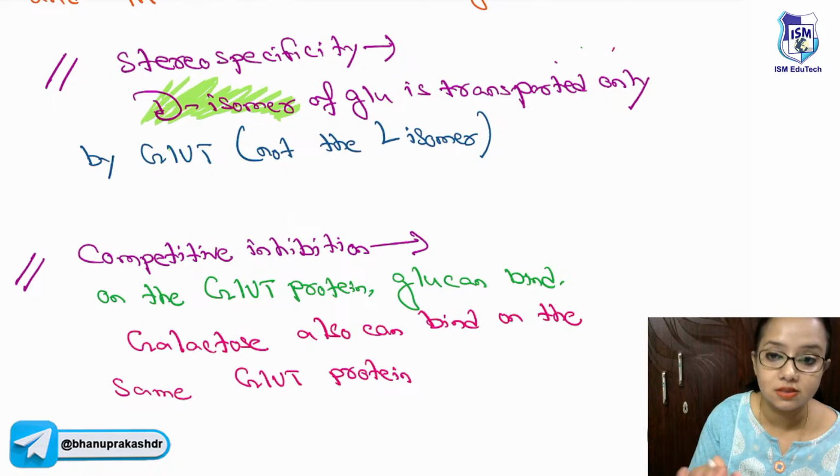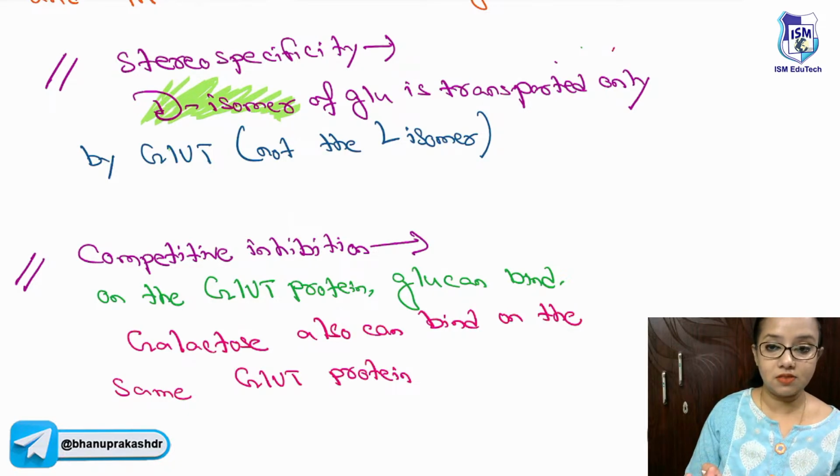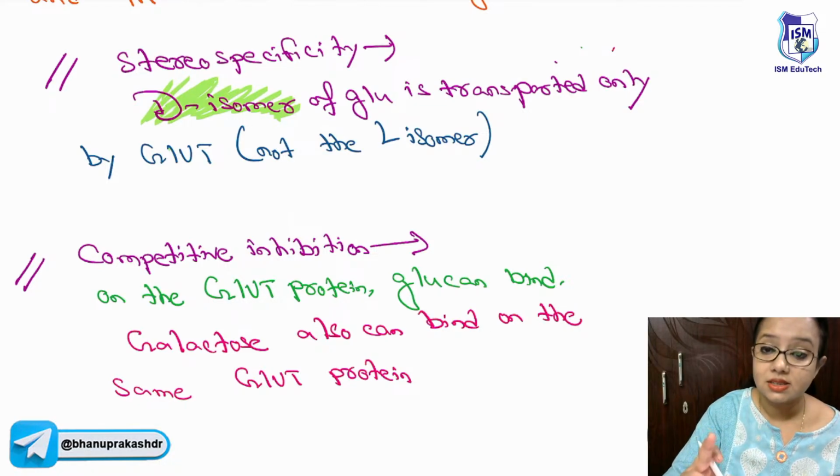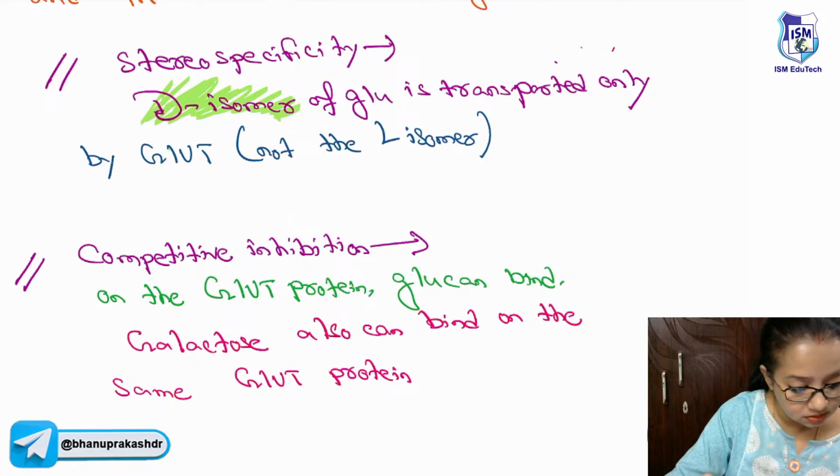So, what are the three factors? The three determining factors: saturation that we have discussed is the first factor. Second factor is the stereospecificity, and third factor is the competitive inhibition.